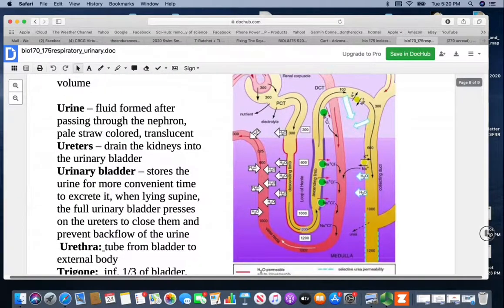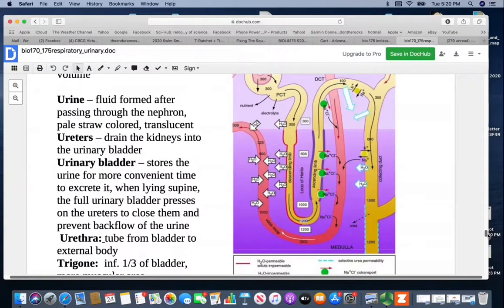So urine is the fluid that's formed after it's passed through the nephron. It should be a pale straw color and translucent. If it's foggy, it indicates an infection. There are things that will cause the color to be altered that are not necessarily a reason for concern. When a person takes B vitamins, it's not unusual to have the urine be bright yellow. It's almost a neon yellow, like a highlighter. And sometimes if a person consumes too many beets, the urine can have a pinkish red color to it as well.